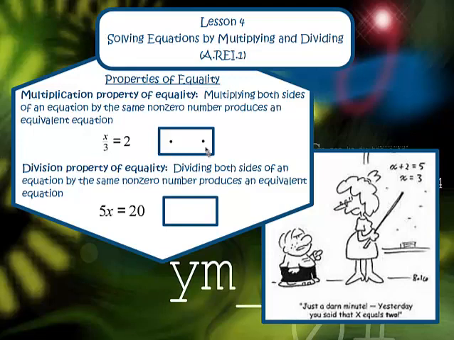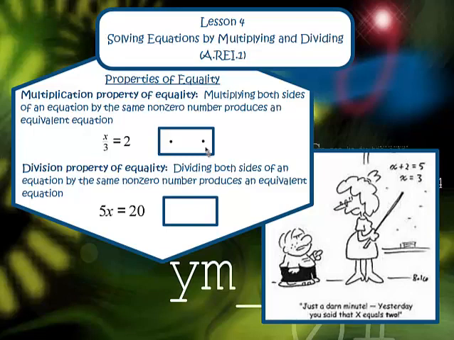Alright, so here we are with lesson 4, solving equations by multiplying and dividing. This is going to wrap up our methods for solving single step equations. First thing we need to take a look at here is the properties of equality. We have the multiplication property of equality as well as the division property of equality.